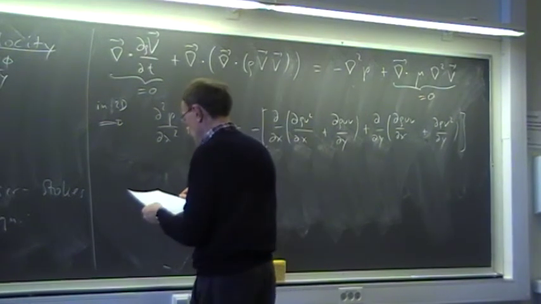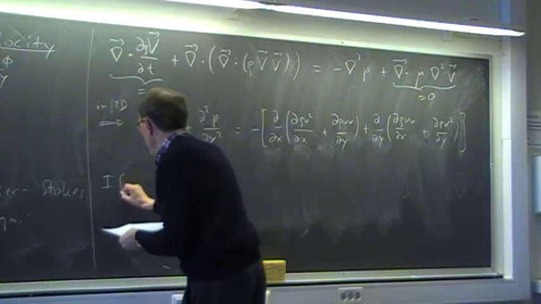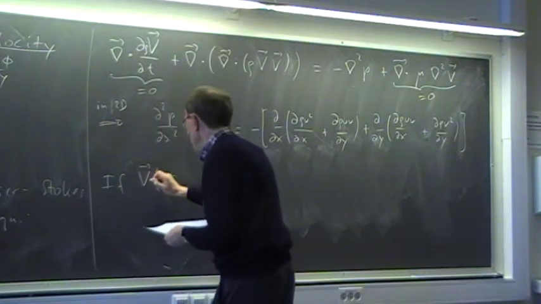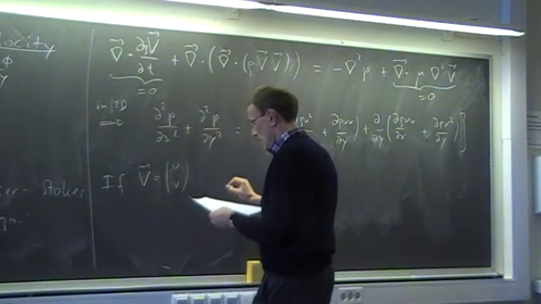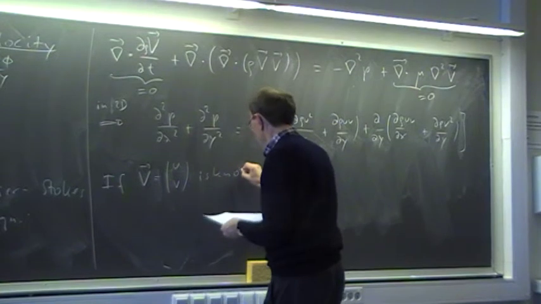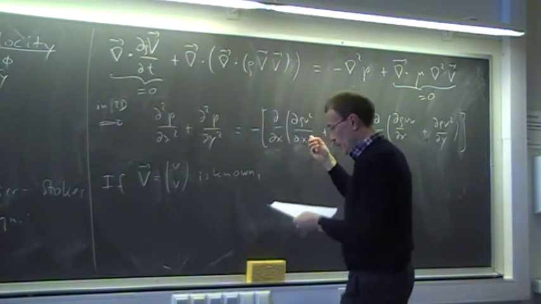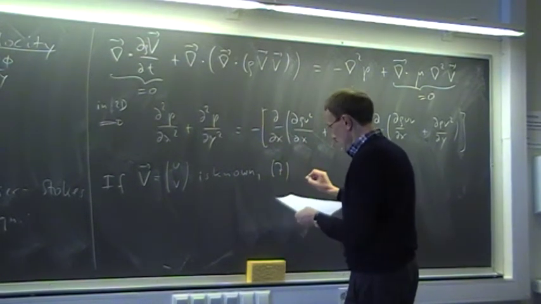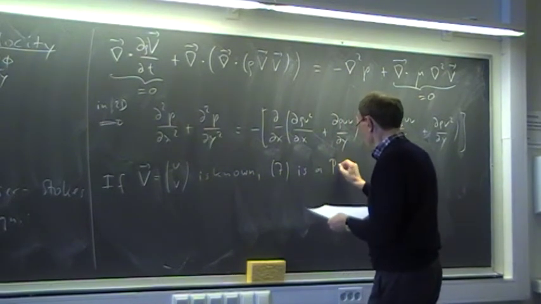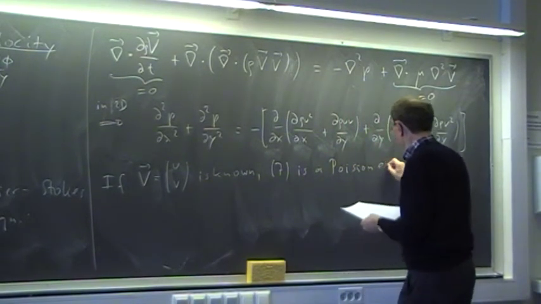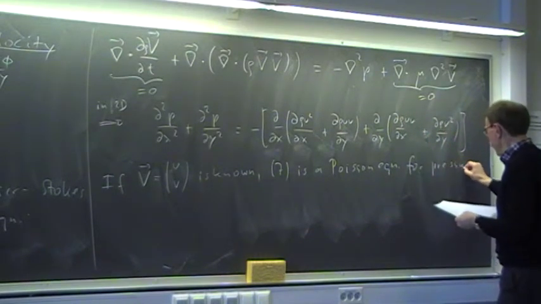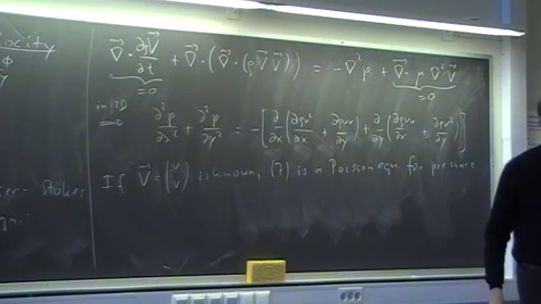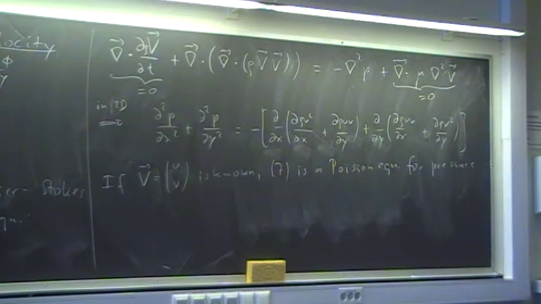So that is, if the velocity vector in 2D, uv, is known, and rho is constant, then this is a Poisson equation for the pressure. That shows, in a sense, the elliptic character that we have in the incompressible Navier-Stokes equations.